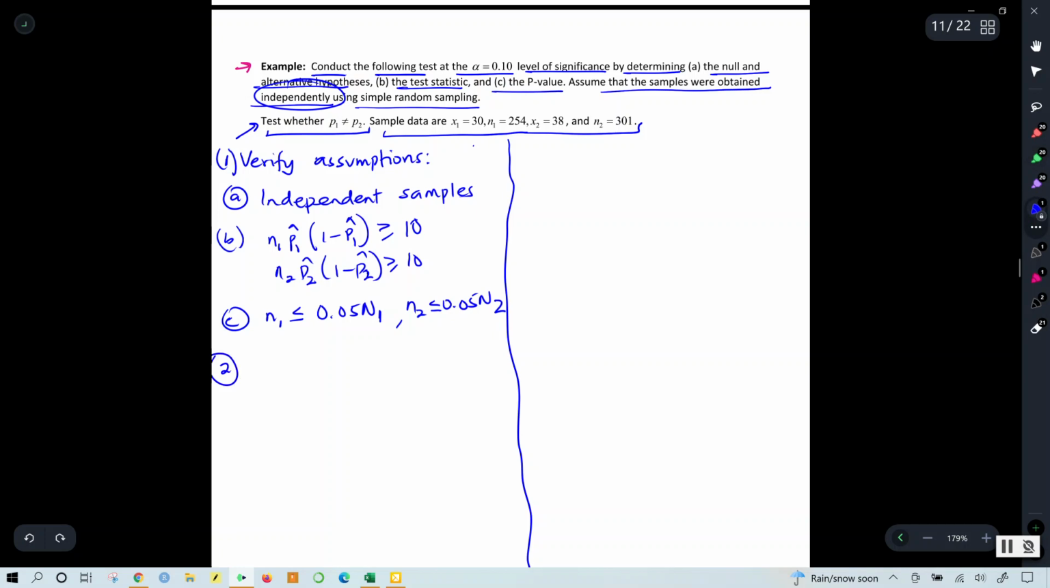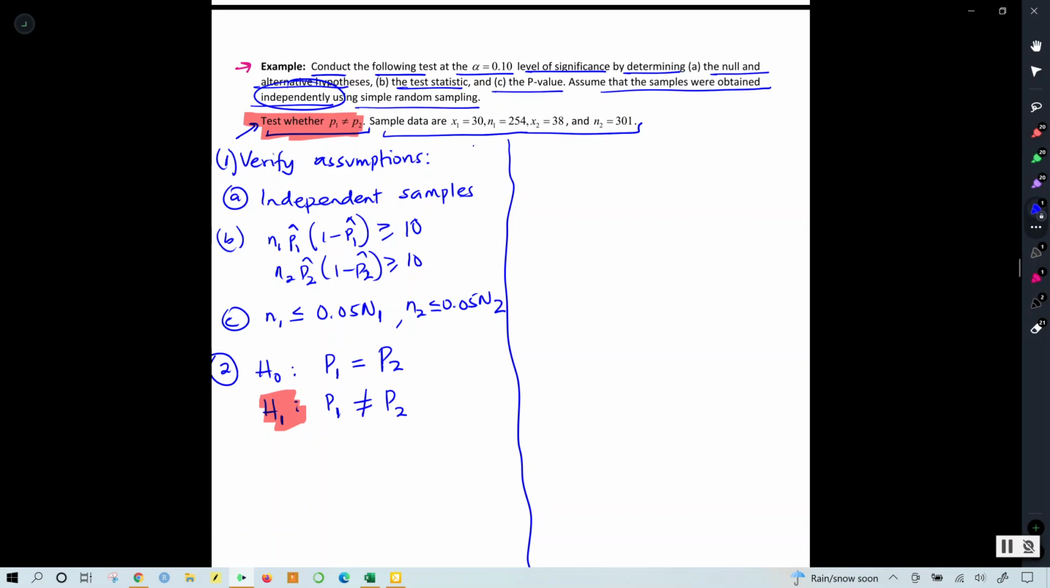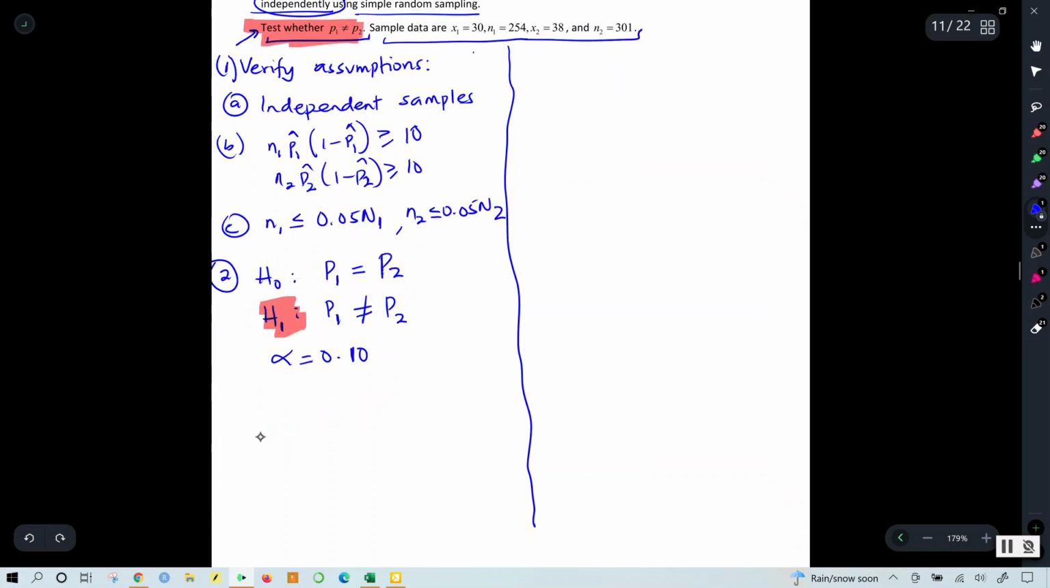Then in step 2, we're going to write out the null and the alternative hypothesis. To write the alternative hypothesis, what do we want to test? We want to test if the population proportion 1 is different from that of 2. So this would be the hypothesis of equality here. And at what level of significance are we testing this? This is alpha equals 0.10. Then the next step is to find our test statistic. Step 4 would be our p-value.